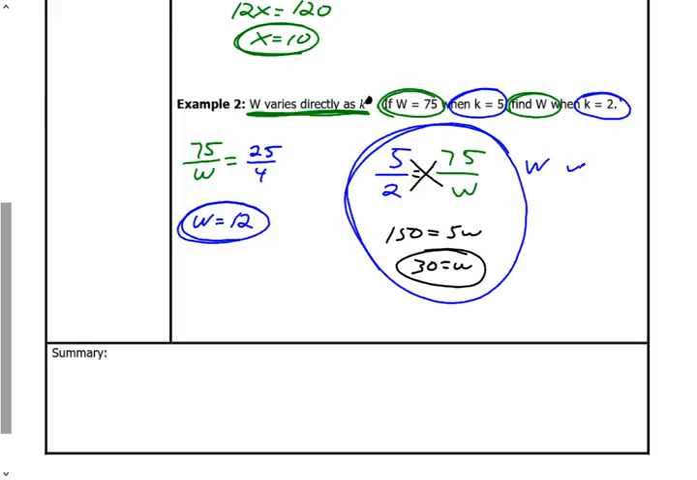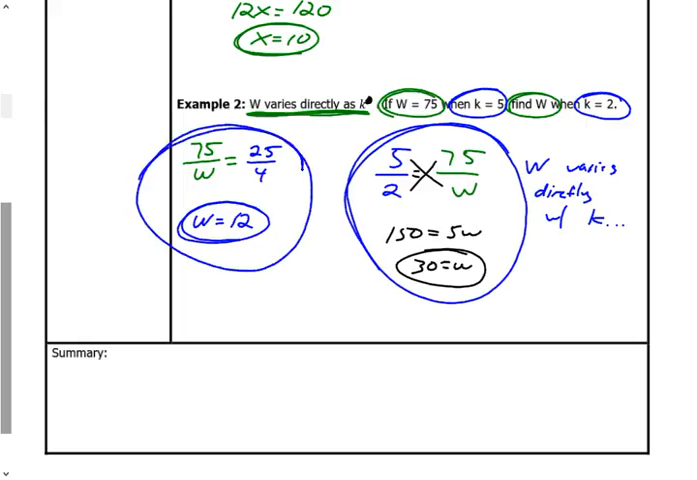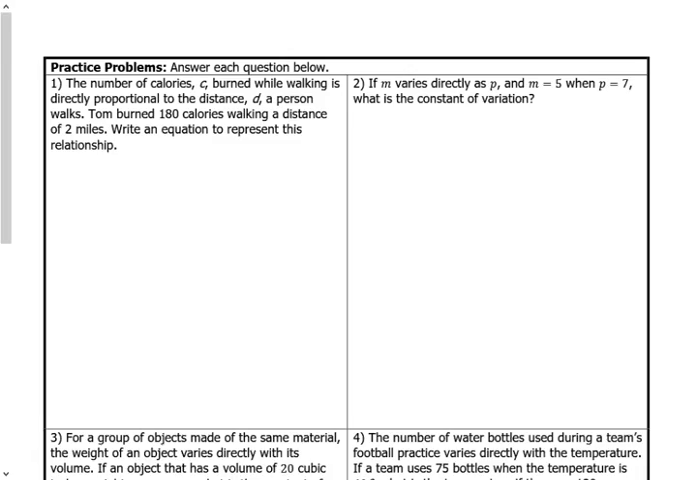W varies directly with k. And this one is w varies directly with k squared. So be careful that we're actually answering the questions there. All right, now all of those can be solved with proportions.